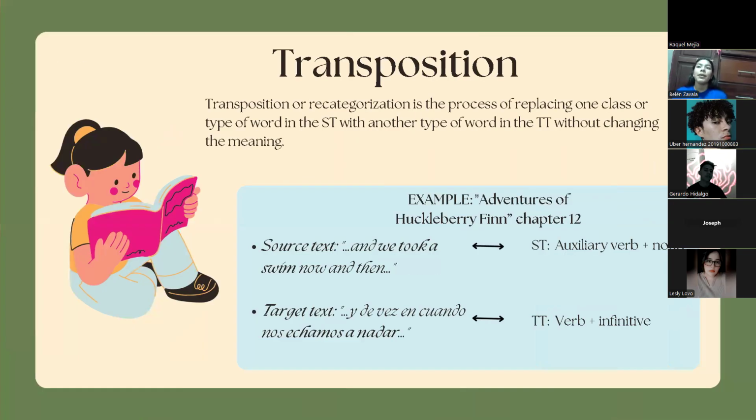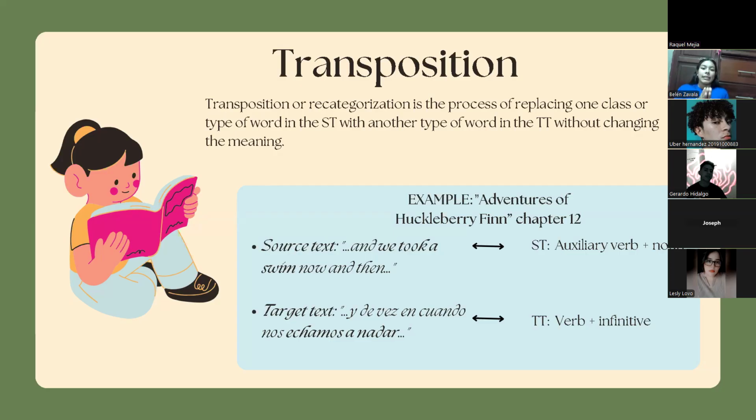First of all, we have transposition or recategorization. This is the process of replacing one class or type of word in the source text with another type of word in the target text, without changing the meaning. An example found in chapter 12 is, "and we took a swim now and then," and "y de vez en cuando nos echamos a nadar."